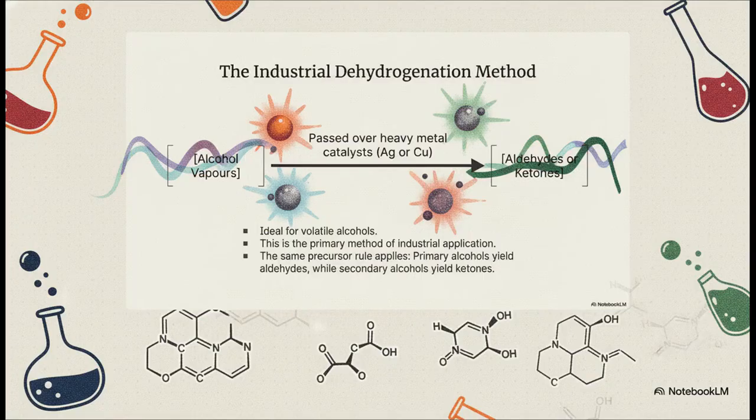Now, for big-time industrial production, they often use a different method called dehydrogenation, especially for alcohols that turn into vapor easily. You basically pass the alcohol vapors over these hot metal catalysts. This method is usually way more efficient and makes fewer messy byproducts than oxidation, which is why they love it for large-scale stuff. But guess what? The same rule applies. Primary alcohols give you aldehydes, and secondary alcohols give you ketones.